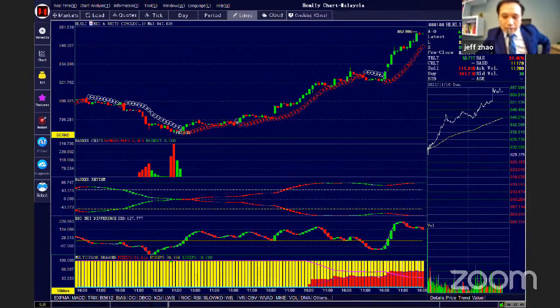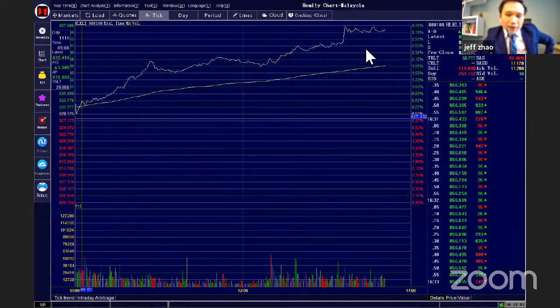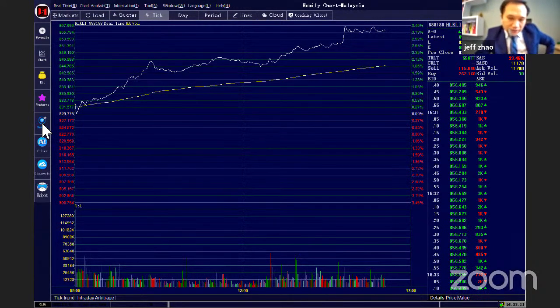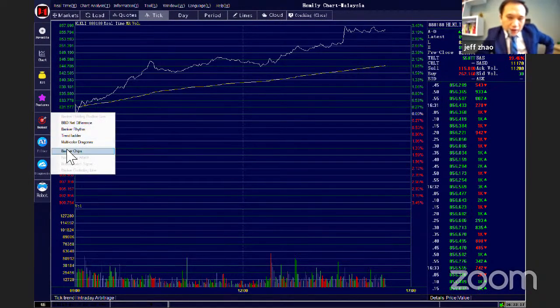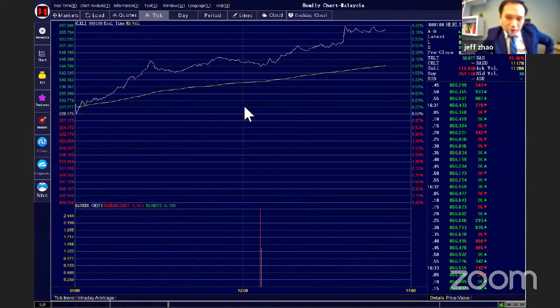But after you have the real-time data already, and real-time means you can see the data with no lag, no delay. You can see the information after 9 a.m. And this one is the tick chart from 9 a.m. until now. Now you can see it's just moving, right? And another unique function we call the intraday arbitrage. Then you can add the banker chips on the tick chart.